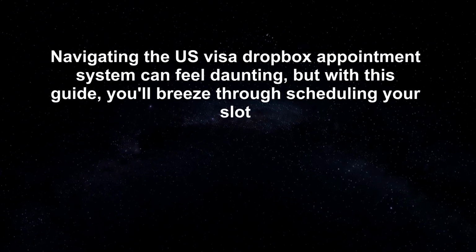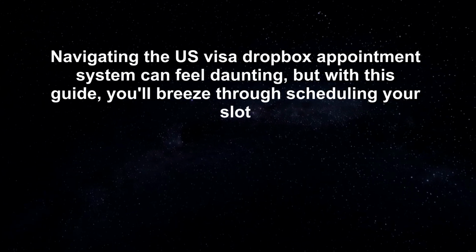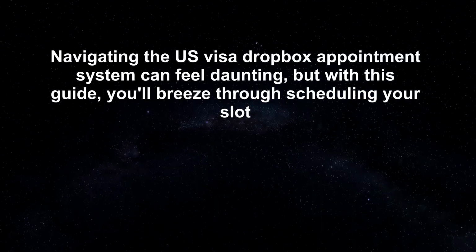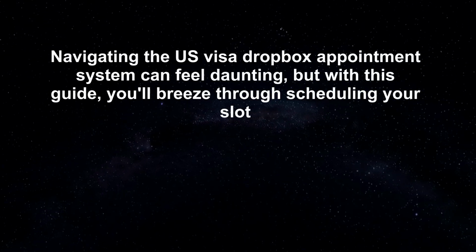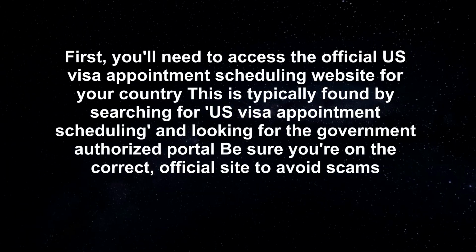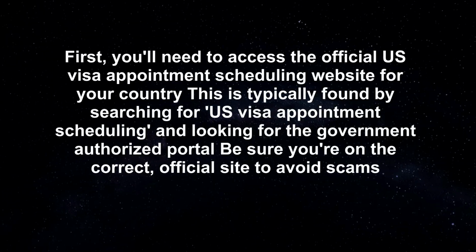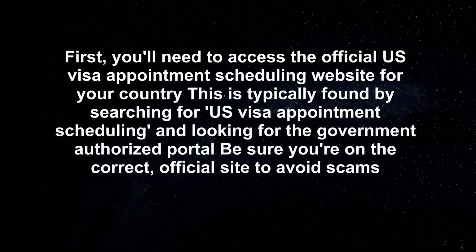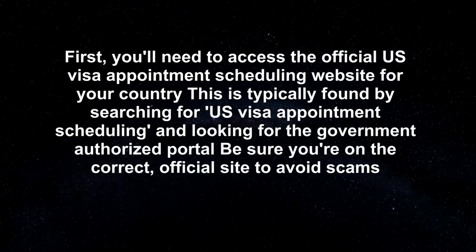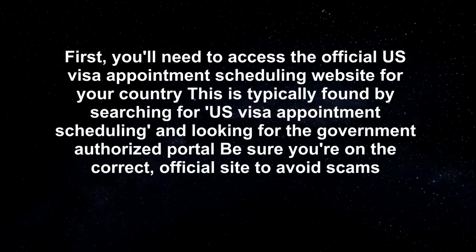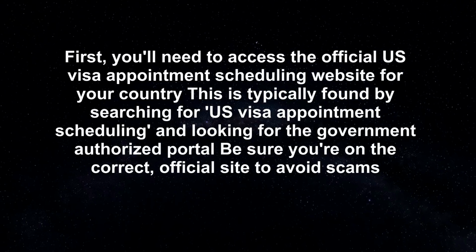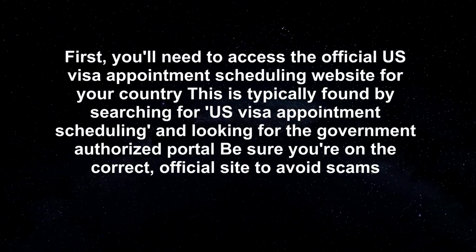Navigating the U.S. Visa Dropbox appointment system can feel daunting, but with this guide, you'll breeze through scheduling your slot. First, you'll need to access the official U.S. Visa appointment scheduling website for your country. This is typically found by searching for U.S. Visa appointment scheduling and looking for the government-authorized portal. Be sure you're on the correct, official site to avoid scams.